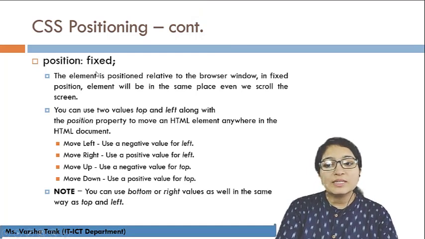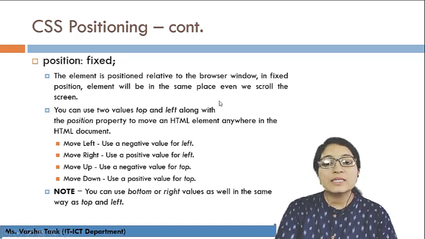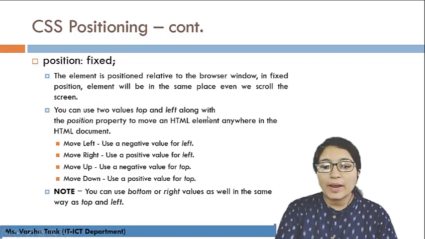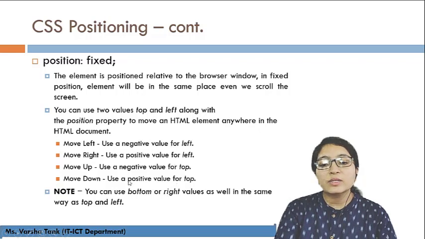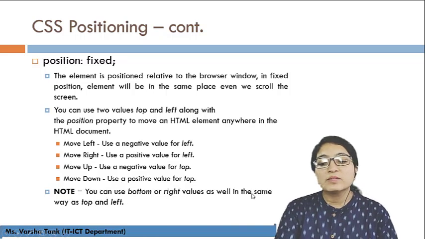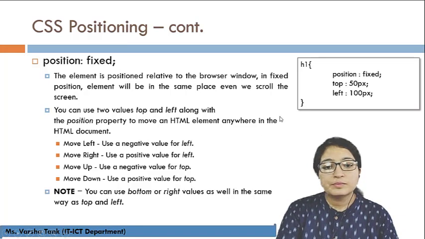Now next one is the CSS position fixed. The element is positioned relative to the browser window. A fixed position element will stay in the same place even when we scroll the screen. You can use the top and left values along with the position property to move an HTML element anywhere in the document. You can use the bottom or right values as well in the same way. Like this, you can define position fixed, top is equal to 50 pixel and left is equal to 100 pixel.